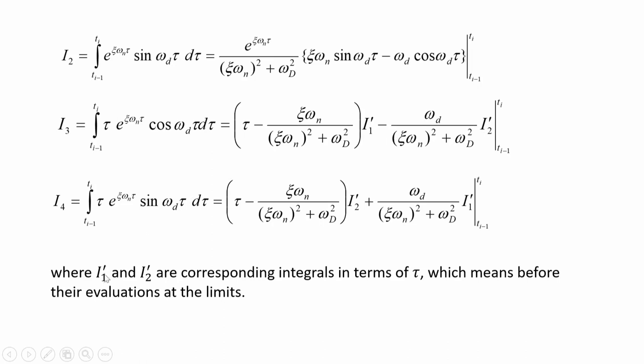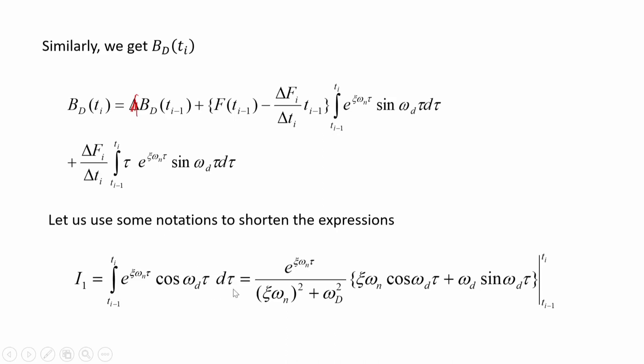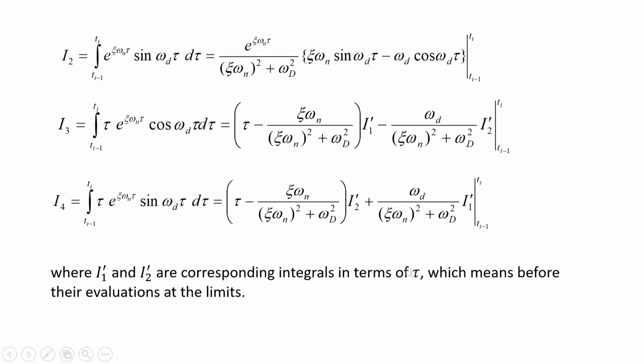So what are these? I1 prime and I2 prime are the corresponding integrals in terms of tau. That means we have found I1 and I2 in terms of tau, and that is written here as I1 prime and I2 prime. So I1 and I2 before substitution of the limit are designated as I1 prime and I2 prime. So these are the symbols appearing here.